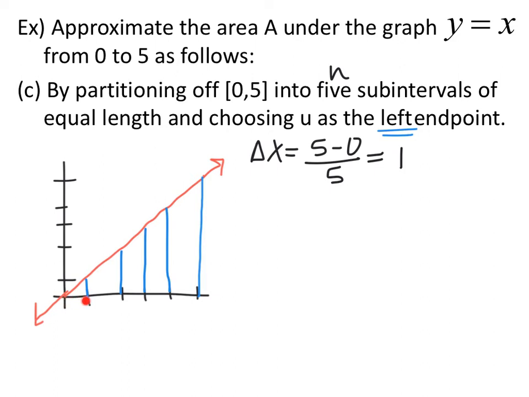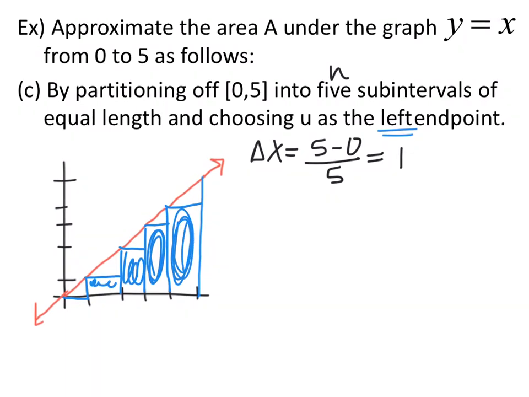So when we look between 0 and 1, our height is going to be at x equals 0 because that's the left hand. Between 1 and 2, we're going to pick left hand, which is 1, and that's going to be our height. Between 2 and 3, we're going to choose 2 because that's on the left. 3 and 4, we're going to choose 3. 4 and 5, we're going to choose 4. So our approximation now are all these blue rectangles.